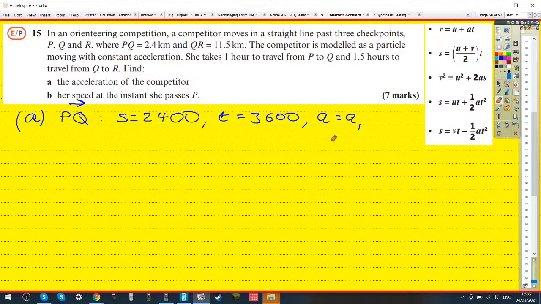So half an hour is 30 minutes, which is how many seconds? Times it by 60? 1,800. Wait, we're doing P to Q, right? Which is the first part, which takes 1 hour to travel from P to Q. So yeah, it's 1 hour, isn't it? What? It keeps changing. Hang on. PQR. Yeah. That was my mistake, I think. Yeah, it's 3,600. Okay.